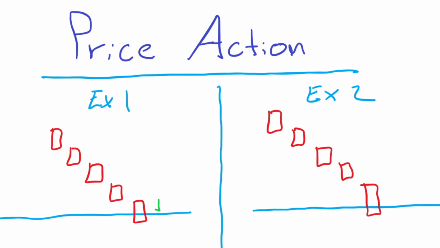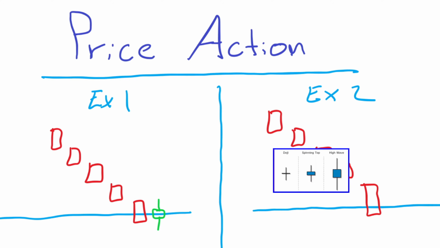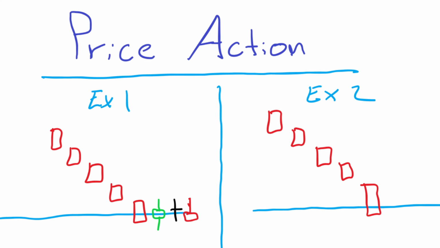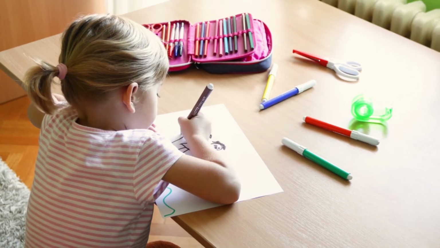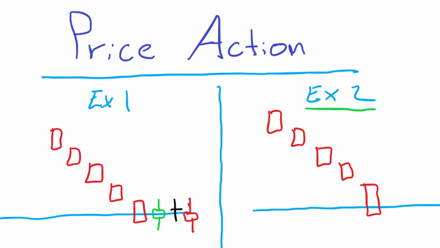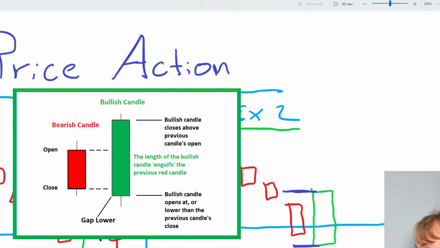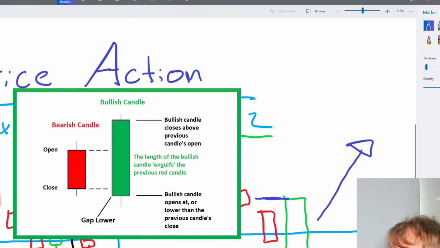However, in example 1, after we reach the support, we start to see some spinning top candles and doji candles appear here. So the price might look something like this. I hope my drawings are not too ugly. While in example 2 here, after we reached the support, we saw a strong green candle. This is what we call a momentum candle, and together with the previous red candle, this green candle actually engulfed the previous red candle, and this is what we call a bullish engulfing pattern. It's a bullish Japanese candlestick pattern that indicates a potential reversal to the upside.